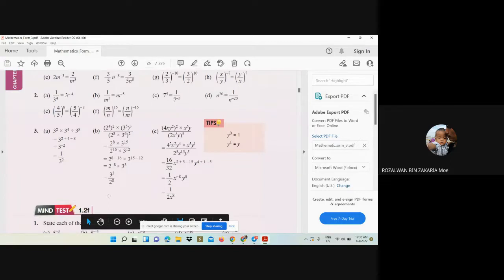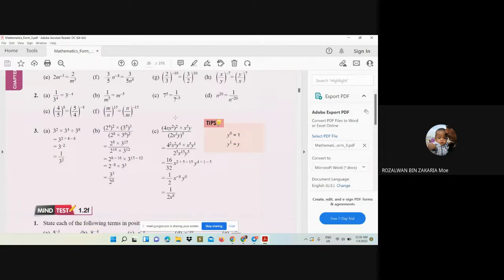All right, for C, the question is in bracket 4x, y power of 2, close bracket power of 2, multiply with x power of 5, multiply with y, then divide with in bracket 2x power of 3, y, close bracket power of 5.